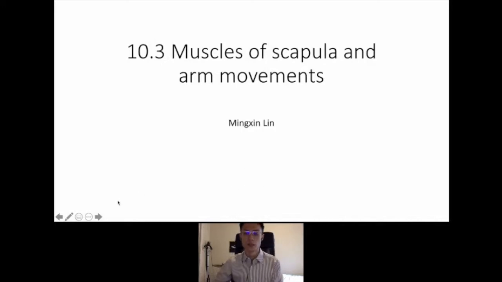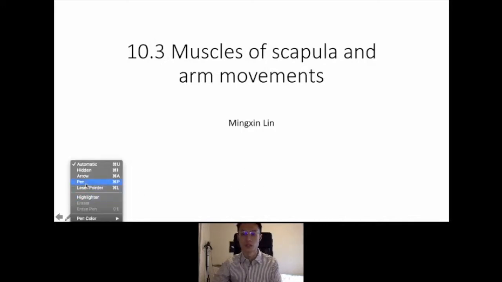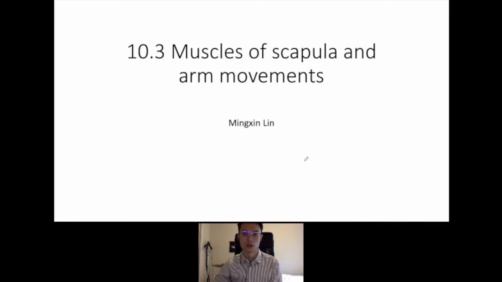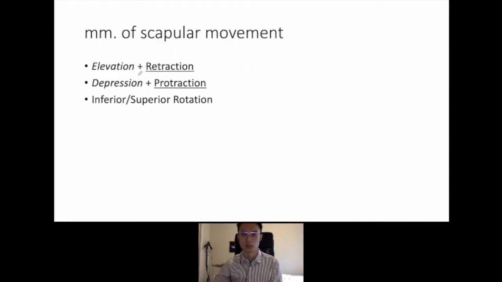In this demo, I'll be mainly talking about the muscles that control the movements of the scapula and the shoulder. The muscles that elevate and retract the scapula tend to be the same group of muscles, and the same with the depression and protraction. And the scapula can also rotate inferiorly and superiorly.